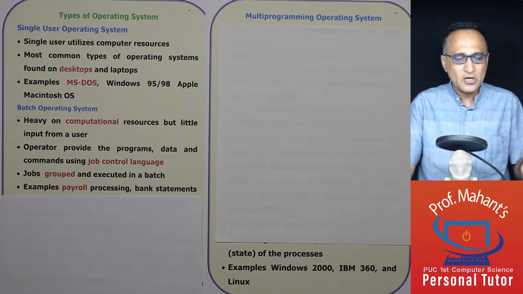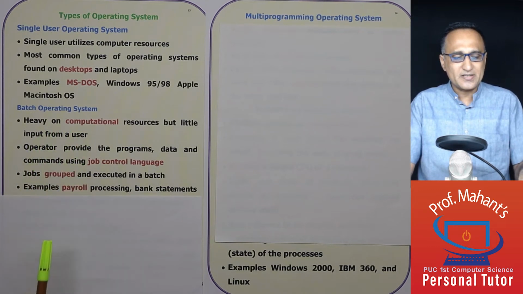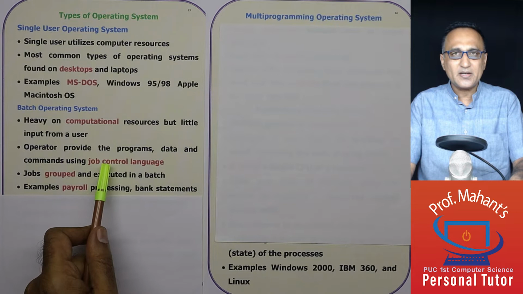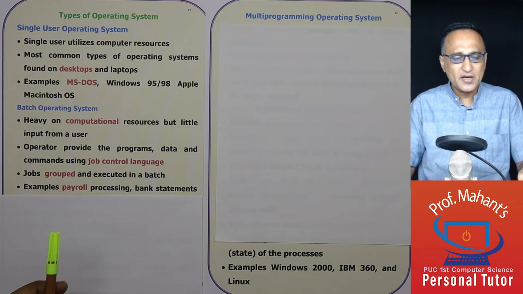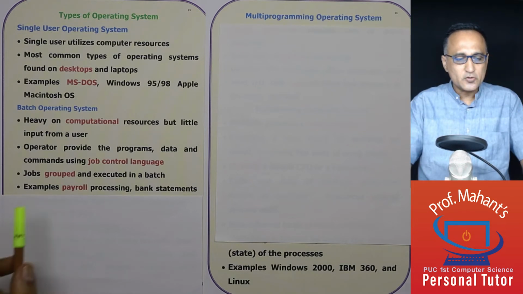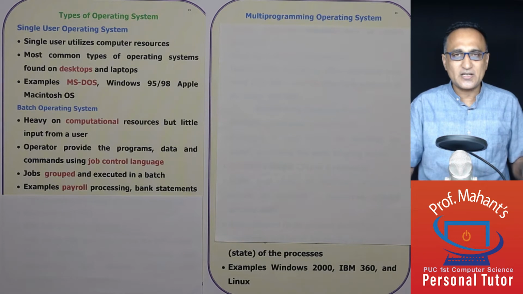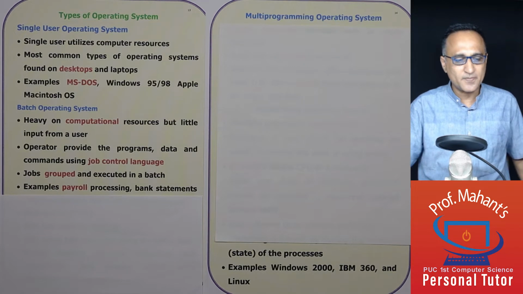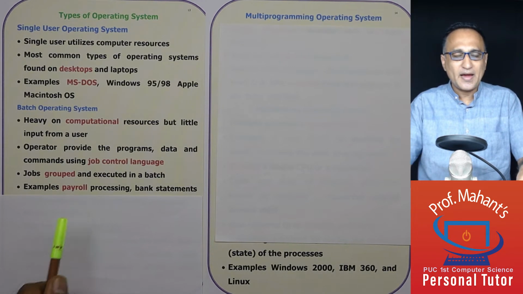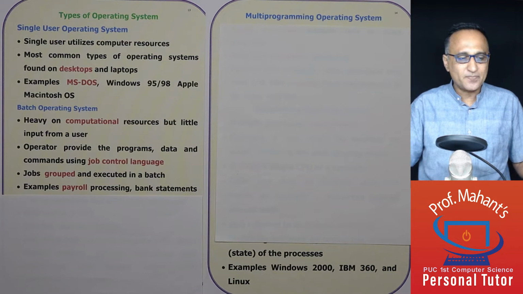So in batch operating system, what an operator does is he or she will provide the jobs or the programs. He will provide the associated data in files and he will provide the instructions using a job control language as to how to process the job. So the jobs are grouped or sequenced one after the other. That means I first want my salary to be generated. Next, I want all the loan information of my employees to be printed, followed by my inventory stock to be printed, and so on. All these are grouped together and they are executed one after the other. They are grouped in a batch.